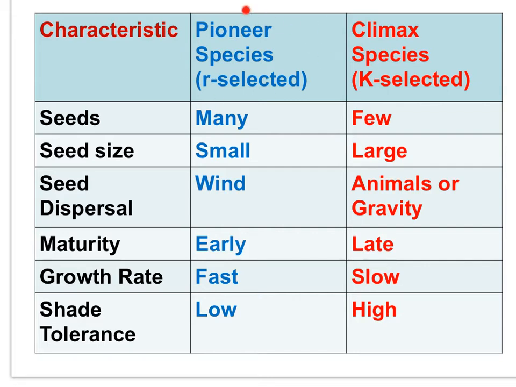For the pioneer species, we can see seed production is many, late in succession, few. Seed size is small early in succession, large for the climax species. Seed dispersal is by wind, while late in succession, animals or gravity. Reproductive maturity early in succession is early maturity, while it's late maturity late in succession. The growth rate in early succession is fast. It's slow in later successional species. Shade tolerance is low early in succession, but it's high late in succession.